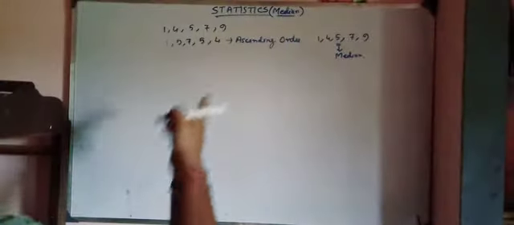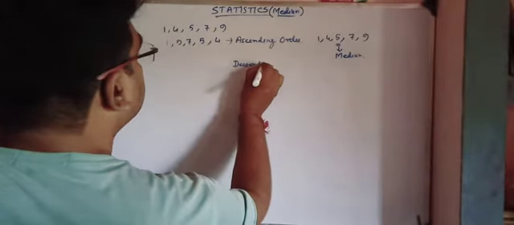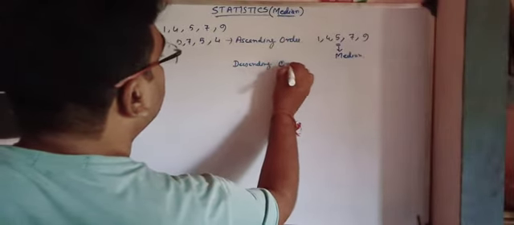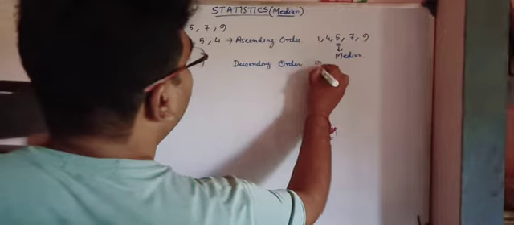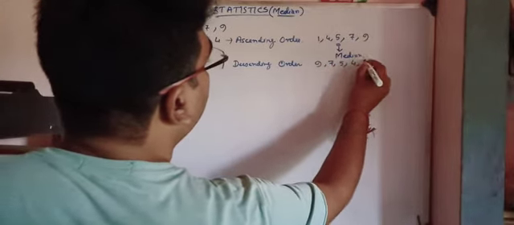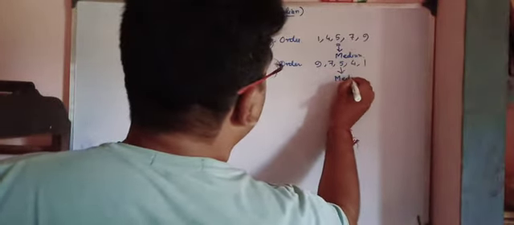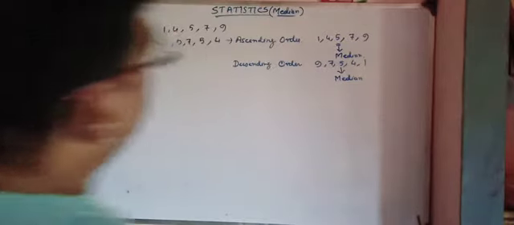Again, if we do it in descending order, 9, 7, 5, 4, 1. Here also the middlemost value is 5. So this is my median. Understood that?